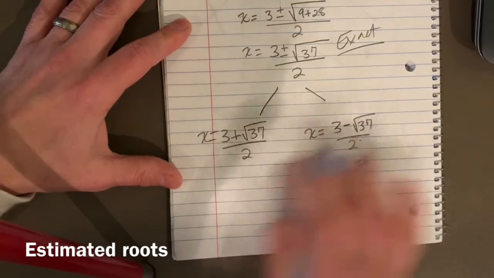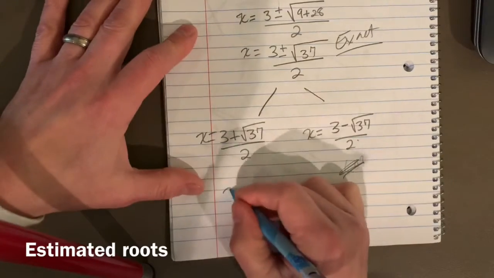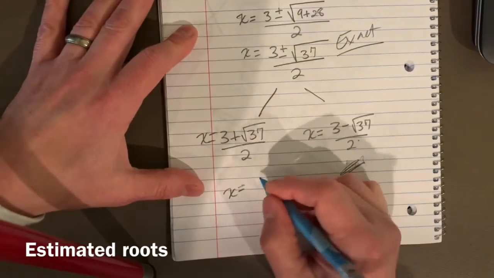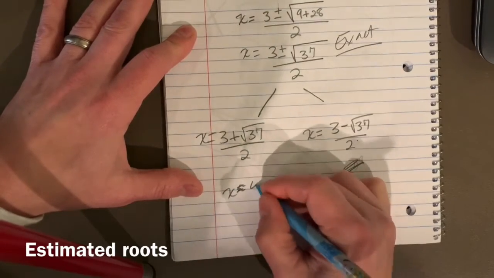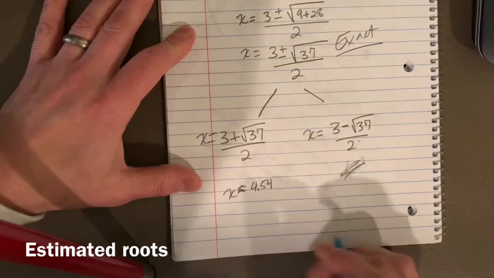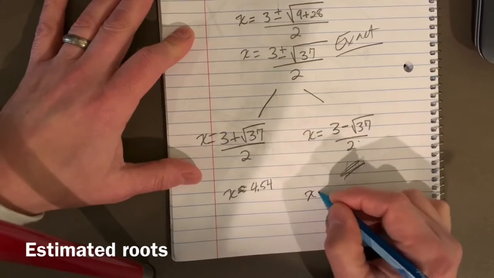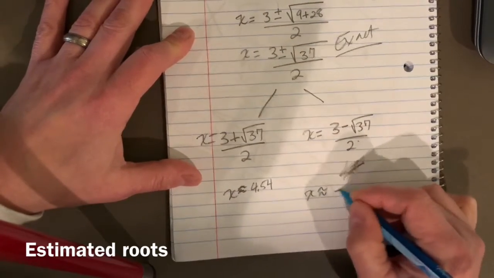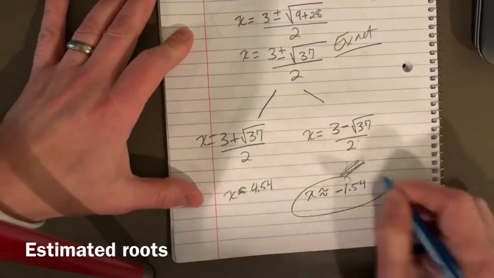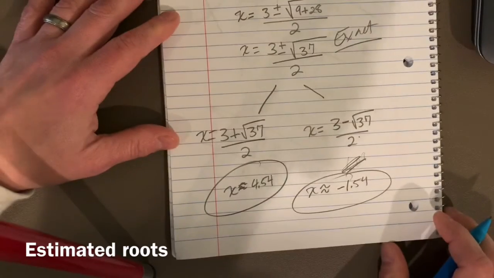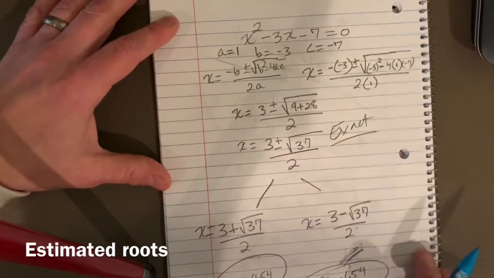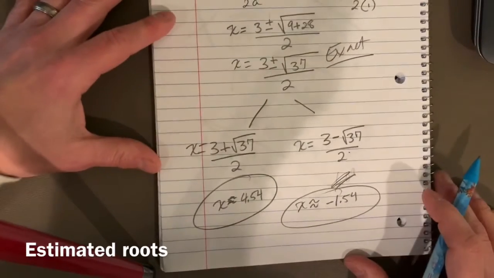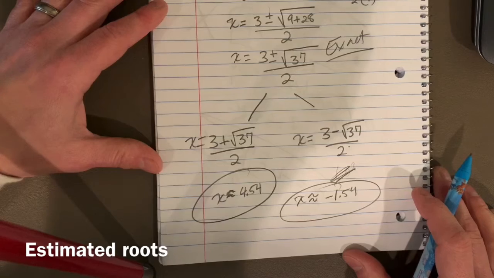When you go ahead and do this, you should get x approximately equal to 4.54, and x approximately equal to negative 1.54. And those are your roots. And you can actually confirm this if you put the original quadratic into decimals. And that's how it works, even with my sloppy handwriting and everything.